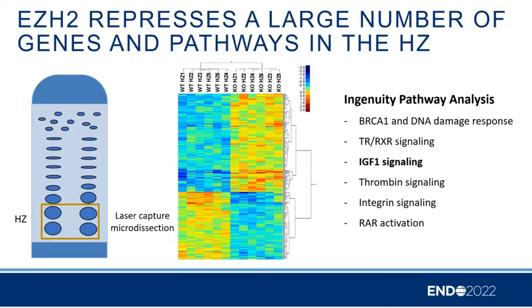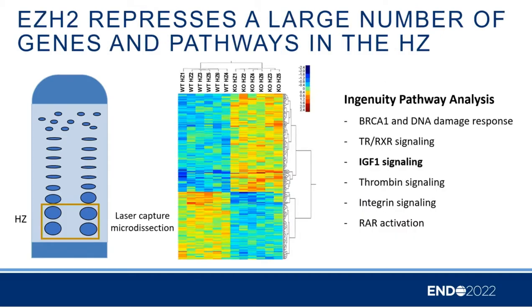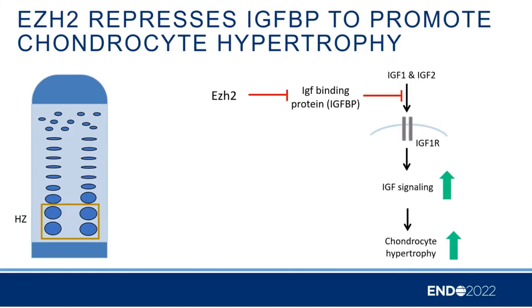So we then tried to do a similar study in the hypertrophic zone. Again, we found a lot of pathways that were changed in the knockout chondrocytes, one of which is Igf signaling. So Igf signaling is important for chondrocyte hypertrophy because, for example, in the knockout growth plate, particularly in the hypertrophic zone, the cells look smaller. And I'm just going to tell you what we found.